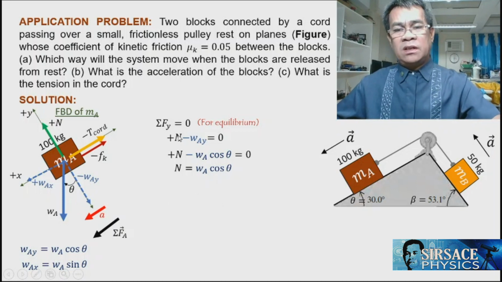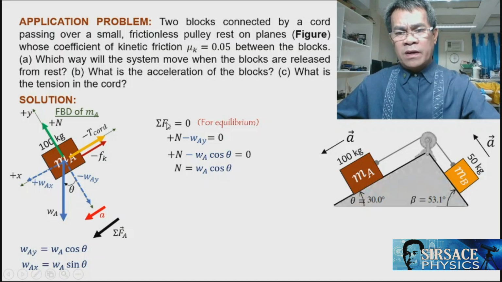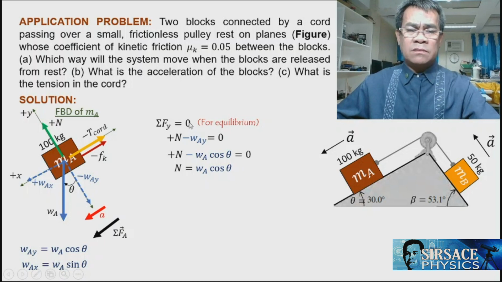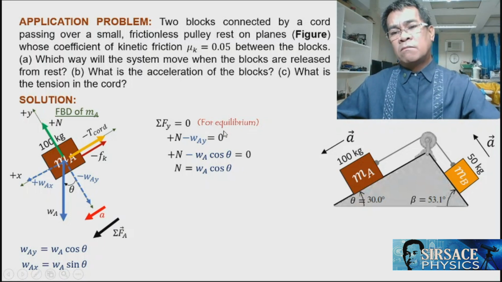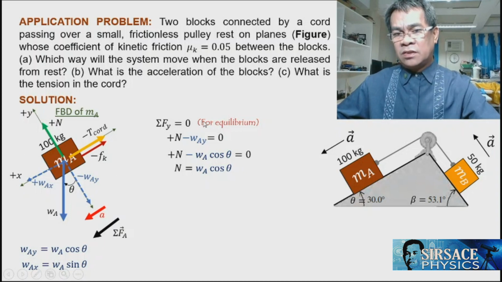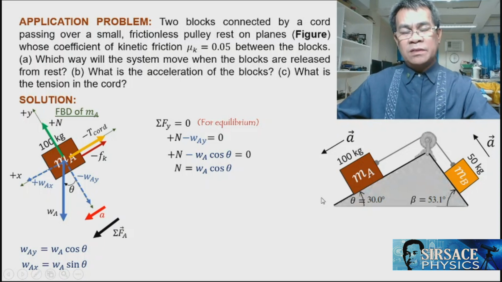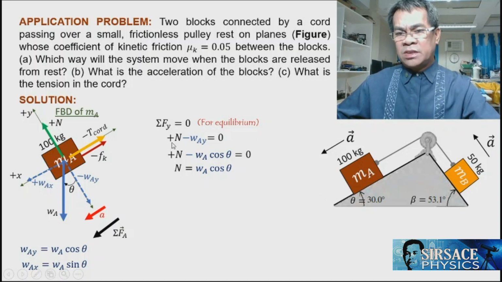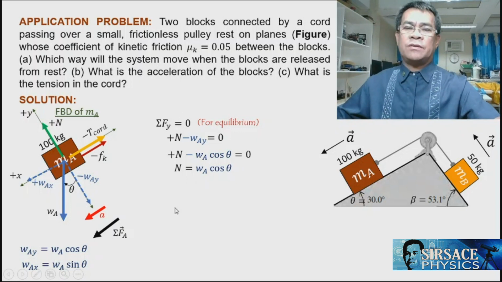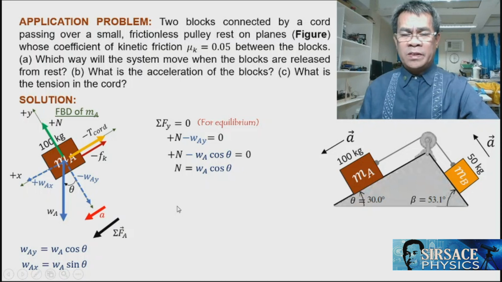Next is to sum up everything along x. If we sum up all forces along y, the sum should be 0, again because of equilibrium. But if we sum up all forces along x, take note, it is not 0. Why? Because the object moves downward. If you set the sum of all forces along x equal to 0, then you are telling us that A should be at rest. Okay? It's very clear that if you sum up all forces along x, the sum should not be equal to 0. So if it is not 0, what will be the result?